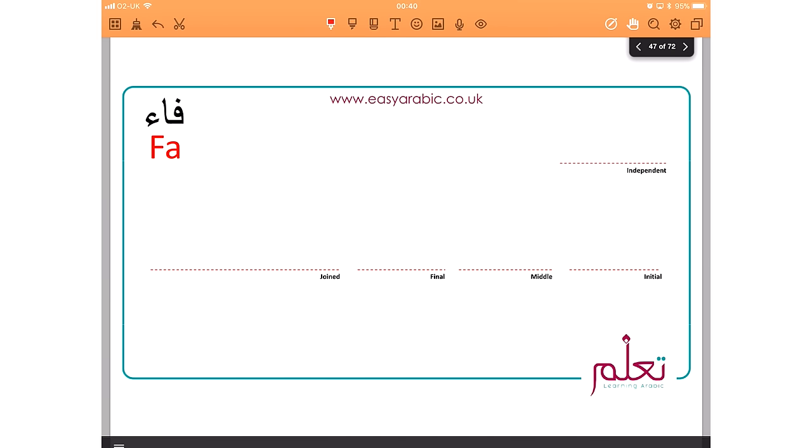Next one, we have the letter fa. It goes circle and it sits on the line. Fa. At the beginning, it's circle and fa. In the middle, form a circle. Fa. Make sure there's a hole in the middle. Otherwise, you'll get confused with the ghain. Ayn and the ghain. So, last one is, this joins on, creates a circle, and fa. Let's do that again. Fa. Then we go like this, fa. Go like this, and end it, fa. Okay.